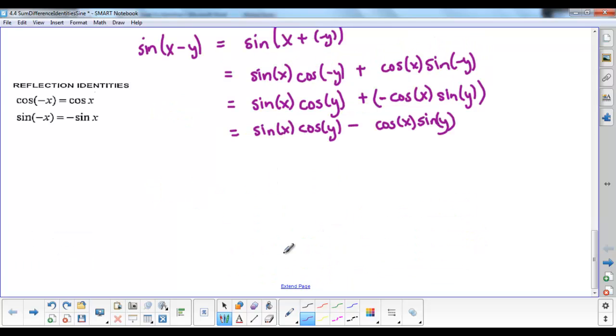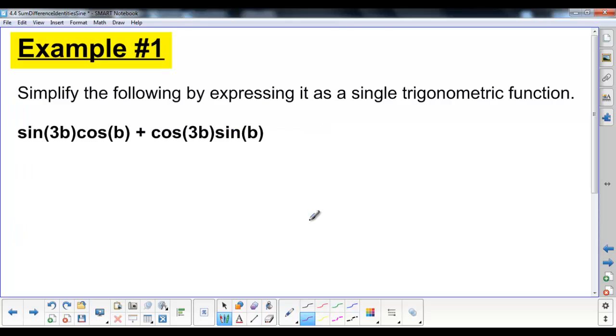Okay, so that is our difference identity for sine. On the next page just kind of summarizes those two identities. If you'll notice, the question says simplify the following by expressing it as a single trigonometric function. So you'll notice that we have sine of 3b and then cos b. That 3b again appears in the second term as the argument for cos, and the b appears again as the argument for sine. So really that does look like the sum expansion or the addition expansion for sine.